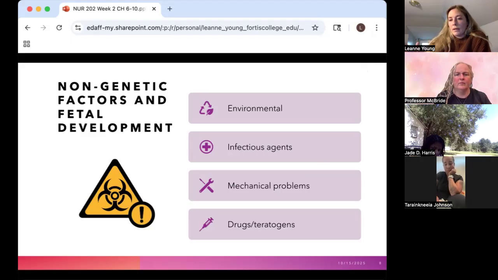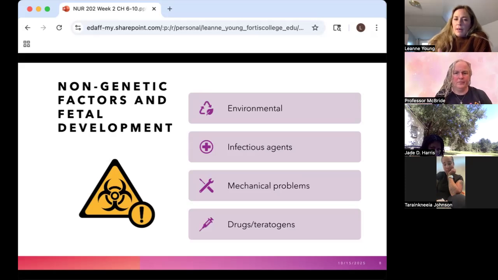Mechanical problems are getting a little bit more into the anatomy and the makeup of the placenta and fetal development. So, like if the mom is having any amniotic bands, any umbilical cord restraint or restriction, and then uterine growth. So, making sure that the mom's uterus and the baby are growing in appropriate sizes throughout the pregnancy.